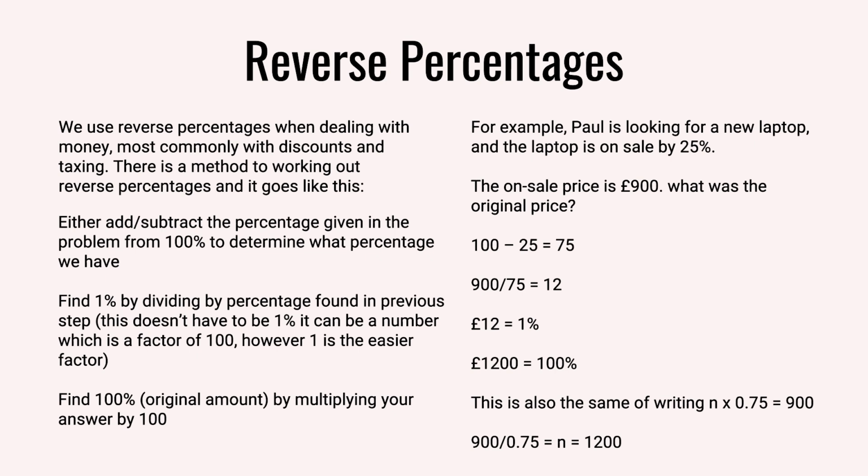This is also the same working out as doing n times 0.75 equals 900. If we do 900 divided by 0.75, that will equal n, which is also 1,200. These are two different methods that give you the same answer, and they follow the same principles, it's just in different steps.